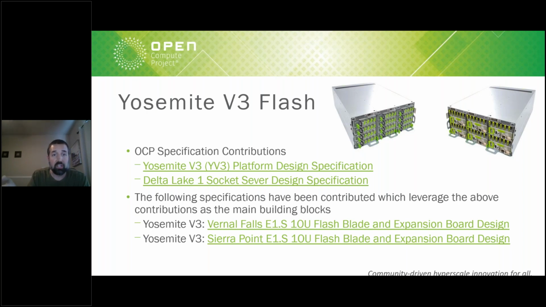So for example, on the left-hand chassis, you can see there's 3 sleds with 4 blades each. And on the right-hand picture, you can see there's 3 sleds with 2 blades each. So yeah, I'll have a more detailed view on the next slide. But also here are the contributed specs to the OCP website.